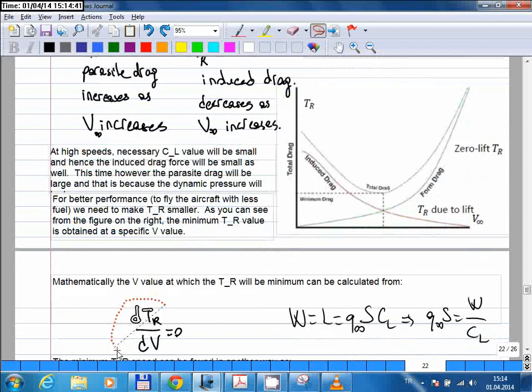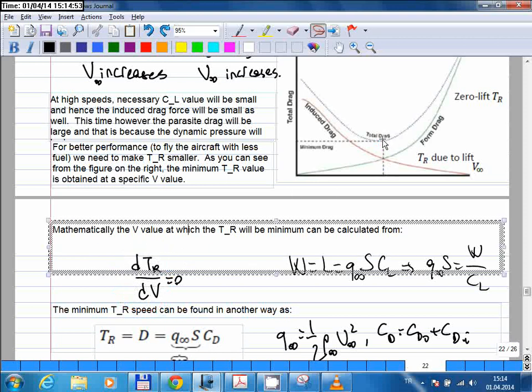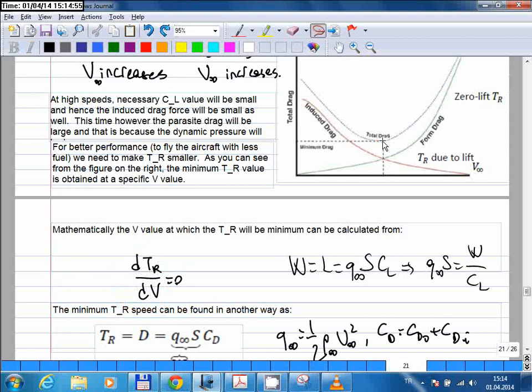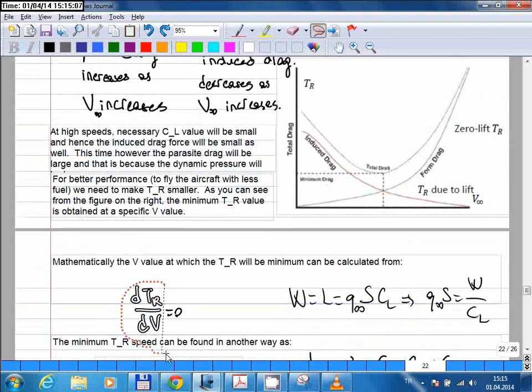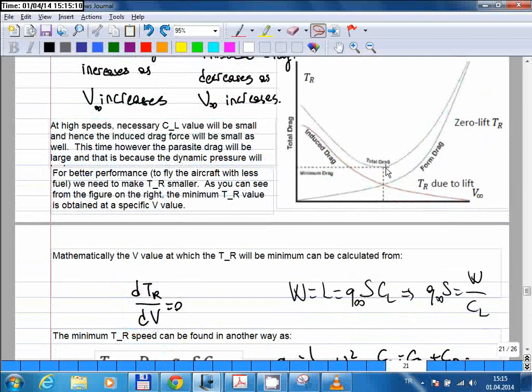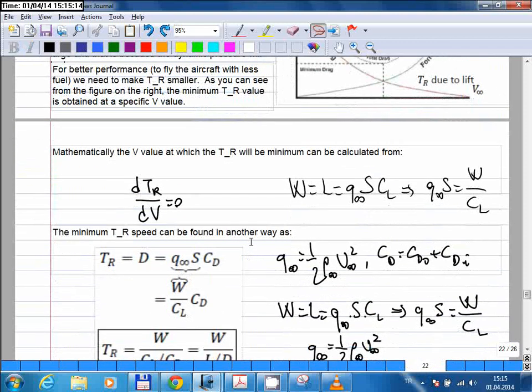This point can be calculated as the point where the variation of required thrust with the flight speed becomes zero, right? So if you want to find this point analytically, what you need to do is find the expression for this curve, which is the thrust required curve, and differentiate it with respect to V, and then if you equate that to zero, you find this condition. Okay, so let's see where that condition comes from.